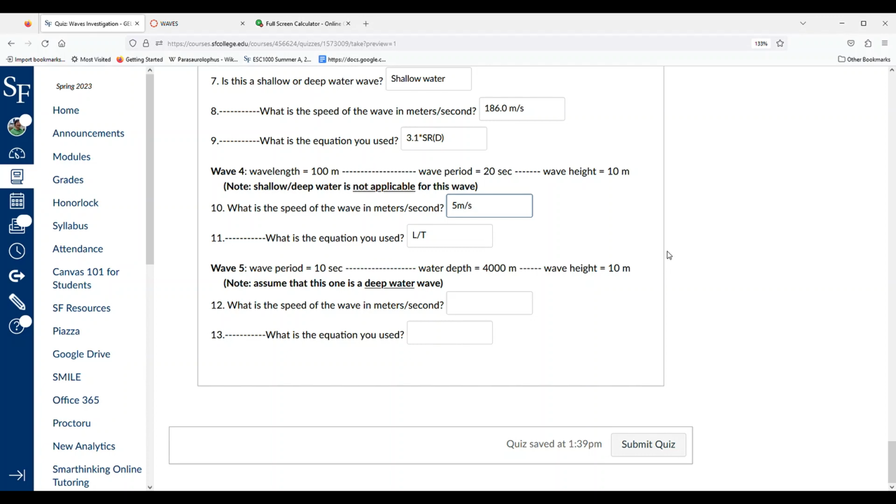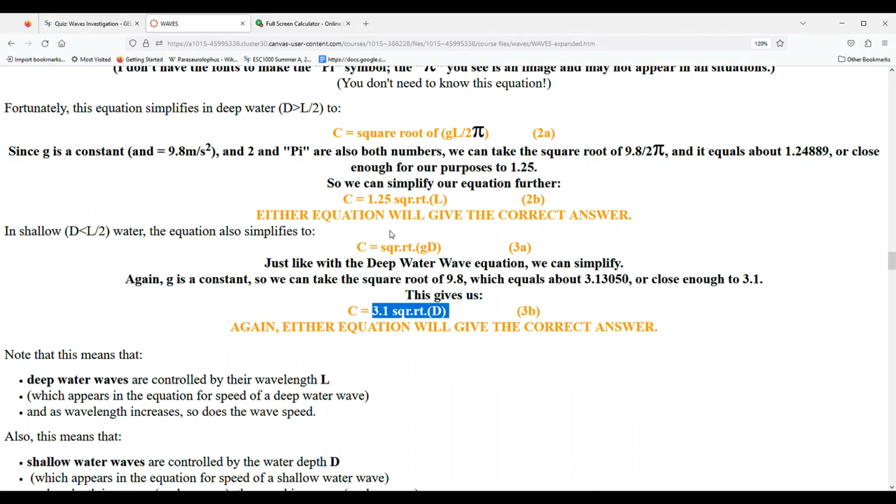Our last wave, right here, has a wave period of 10 seconds, a water depth of 4,000 meters, a wave height of 10 meters. What's missing here? What's missing is the wavelength. So we don't know what the wavelength is, but we are told that we should assume that this is a deep water wave. The speed of a deep water wave, if you recall, is equal to 1.25 times the square root of the wavelength, or the square root of gravity times the wavelength divided by 2 pi.